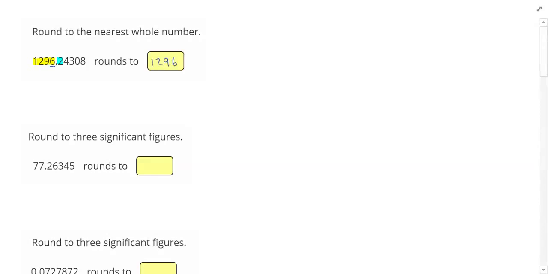1,296. Our next problem says round to 3 significant figures. So I'm going to go ahead and highlight the first 3 numbers. So I know my answer will be 77.2 or 77.3. So I look at the neighbor, and in this case, the neighbor 6 is larger than 5. And that means I'm going to change the last number, but only the last number, giving me 77.3.